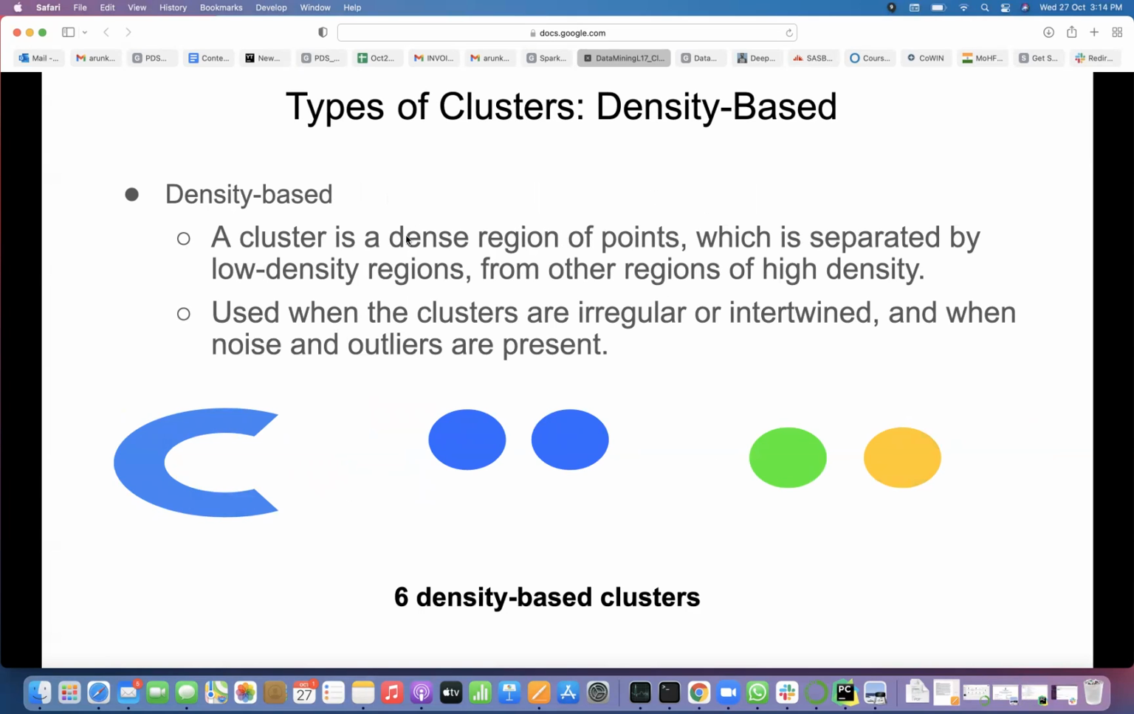Density based: a cluster is a dense region of points which is separated by low density regions from other regions of high density. You see whether there are more points together, and whenever you feel the density is becoming smaller, you stop that as one cluster. Use it when the clusters are irregular or intertwined and when noise and outliers are present. This is a partial clustering. Wherever there is a dense number of points, you put those points into one cluster, and the remaining points you leave out as noise or outliers.